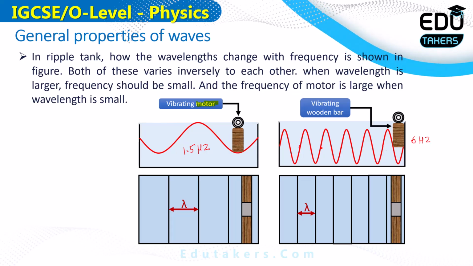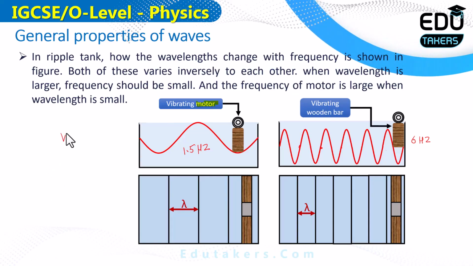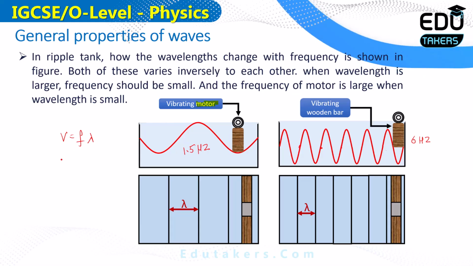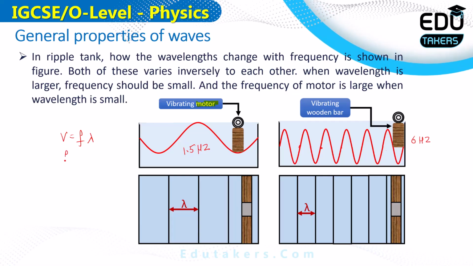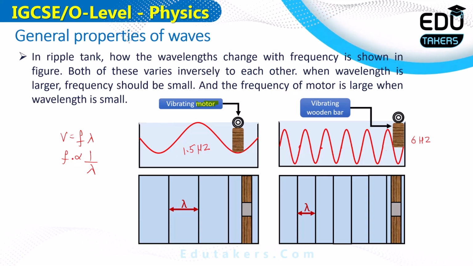When in the first figure the frequency is smaller, the wavelength would be larger, because the wavelength and frequency are inversely proportional to each other. You know the wave equation, which is v = fλ. According to this relation, as the speed of the water wave is almost constant, when the speed remains constant, the frequency and wavelength are inversely proportional to each other. When the frequency increases, the wavelength decreases. And when the wavelength increases, the frequency decreases.